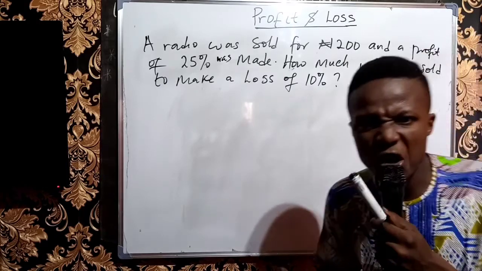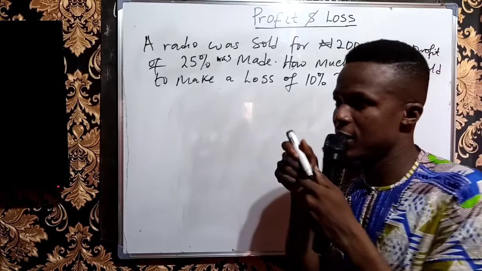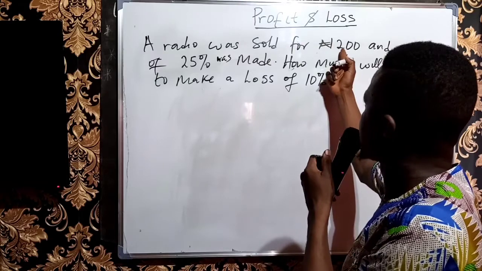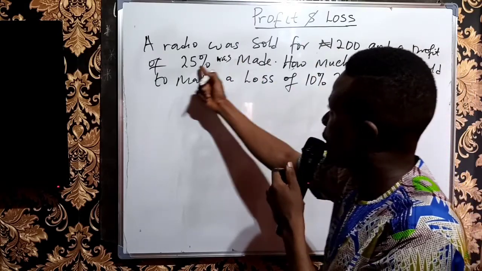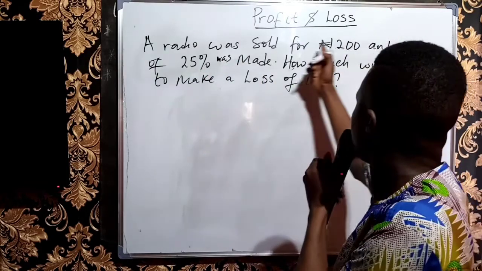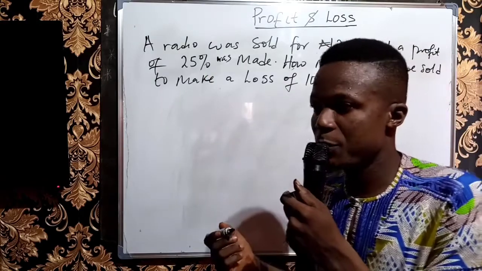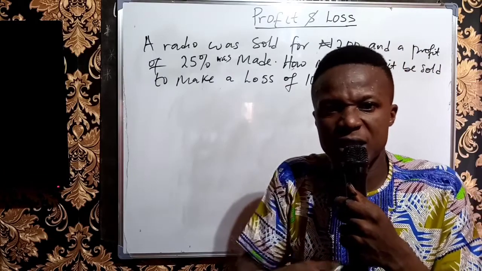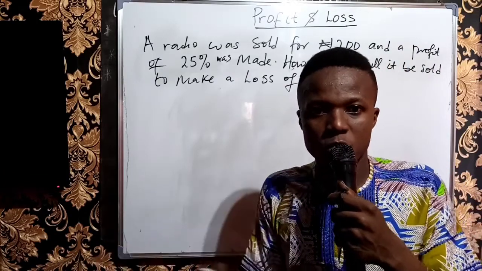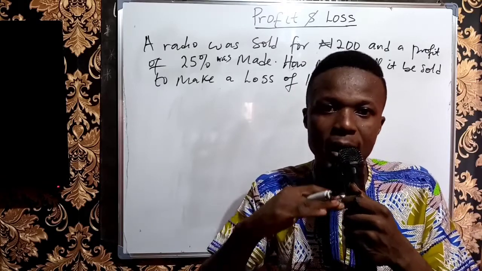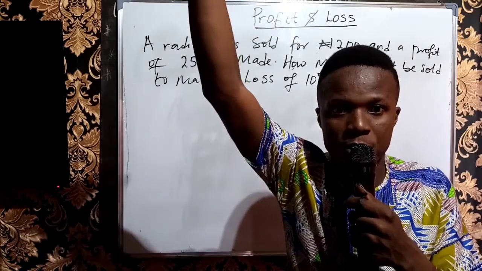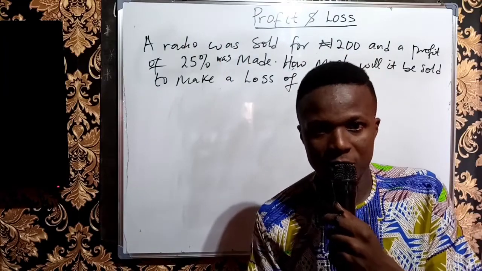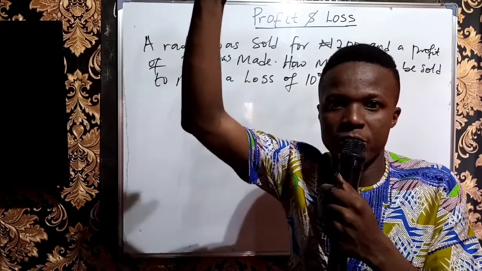Now look at the shortcut you are going to employ to get the answer immediately. When a profit of 25% is made, the selling price is 200 naira. For you to make a profit, it means you have gone beyond 100%, because 100% is equivalent to the cost price. So cost price is at 100%. If you make a gain, you are moving above 100. If you make a loss, you are moving down below 100. So any loss is going down, any gain is moving up.